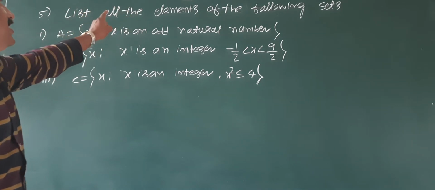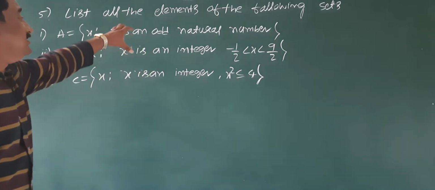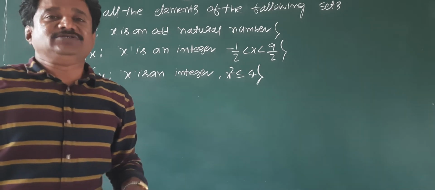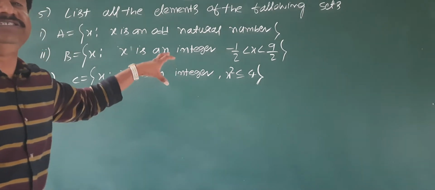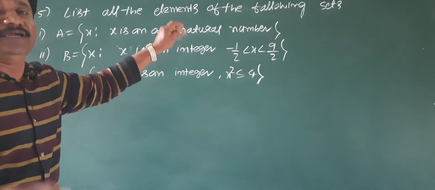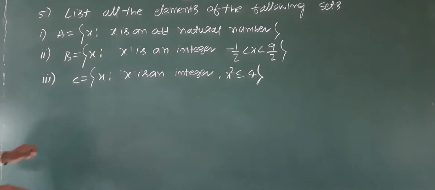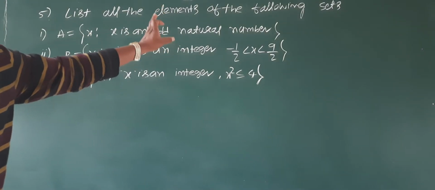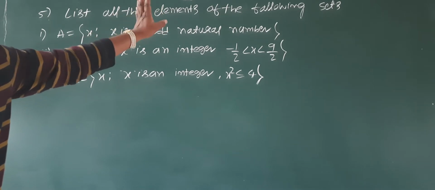List all the elements of the following sets. That means the sets are given in set builder form, or rule form, and we should go for listing the elements. Listing means writing, collecting the elements of those sets. It's so easy. You go for listing the elements of each set.